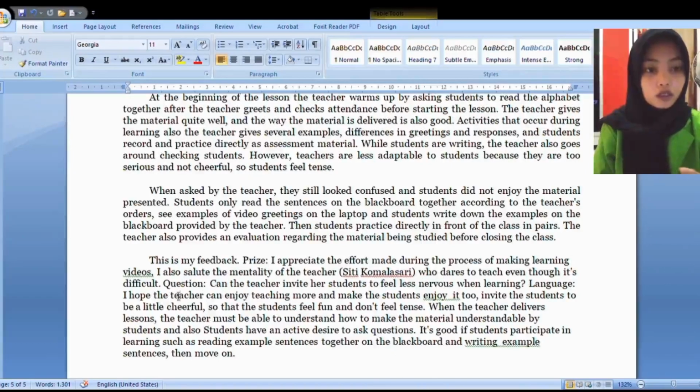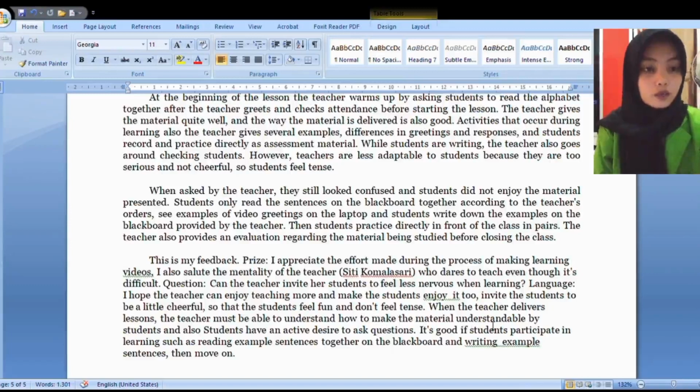Question: can the teacher help her students to feel less nervous when learning language? I hope the teacher can enjoy teaching more and make the students enjoy it too. Invite the students to be a little cheerful so that the students feel fun and don't feel tense.